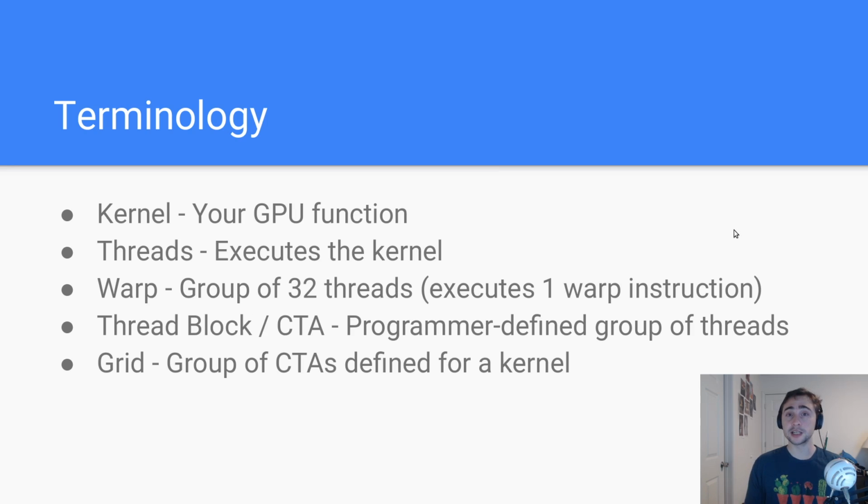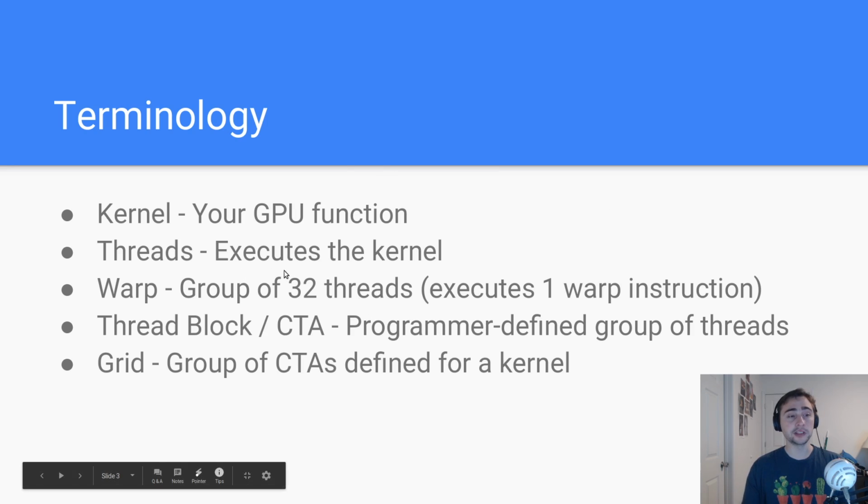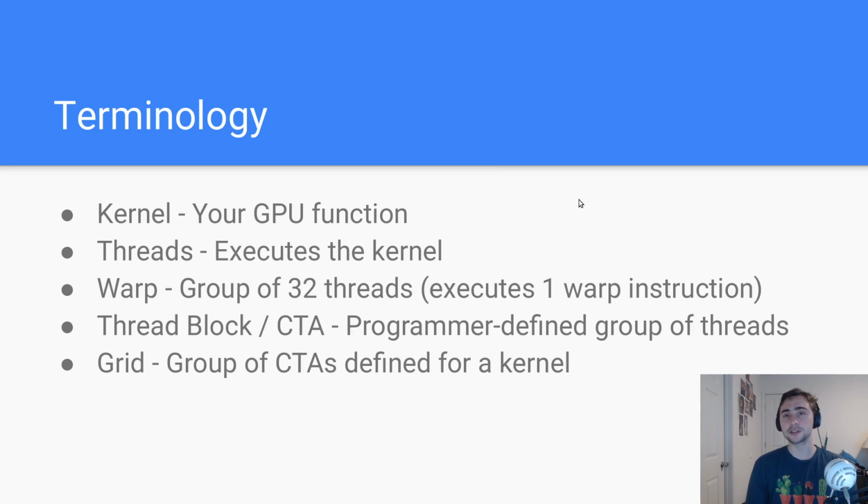Warps are just how the hardware groups threads together. For NVIDIA GPUs, it groups them in groups of 32. Now this has a nice benefit. It goes back to the single instruction multiple thread execution model, where we have groups of 32 threads, but instead of fetching 32 instructions for those 32 threads, we just fetch one warp instruction. So hence the single instruction multiple thread programming model.